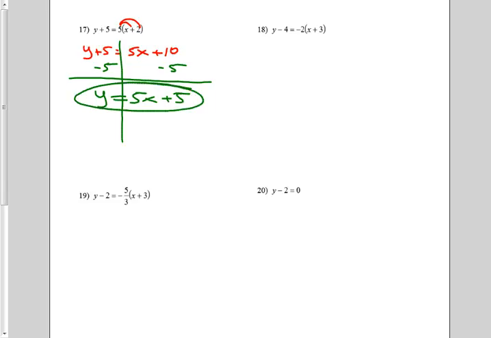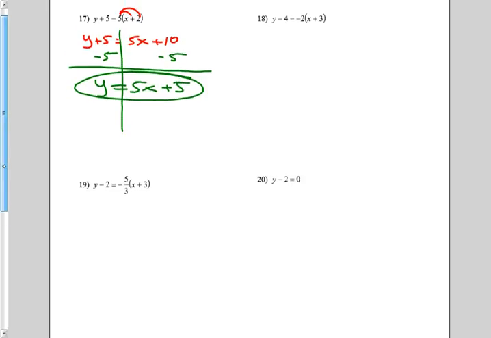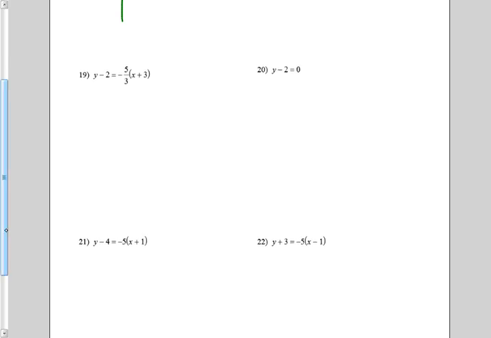Right? As I go down to 19, I'm going to skip 18 because it's very similar. In 19 now we're dealing with a fraction. And we are going to have troubles with fractions. We're going to just have to get used to it. We saw it earlier on. We saw it in chapter 2. Fractions are here to stay. So I need to distribute that whole thing to both sides.